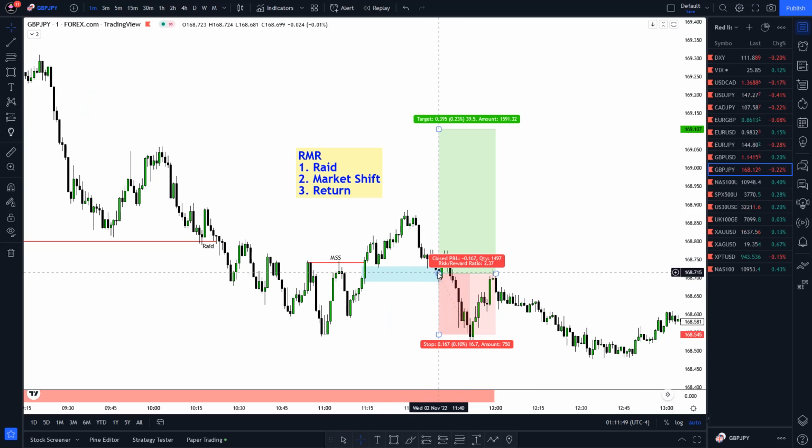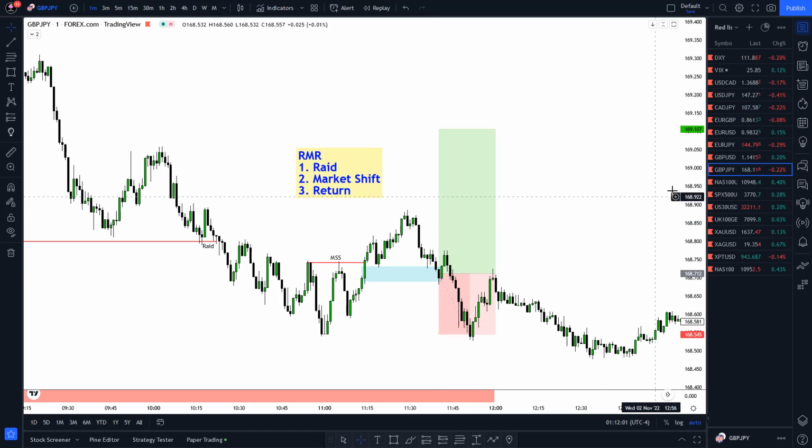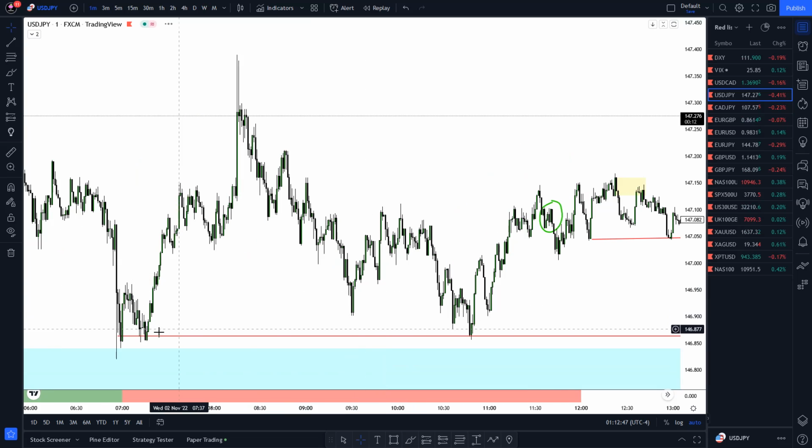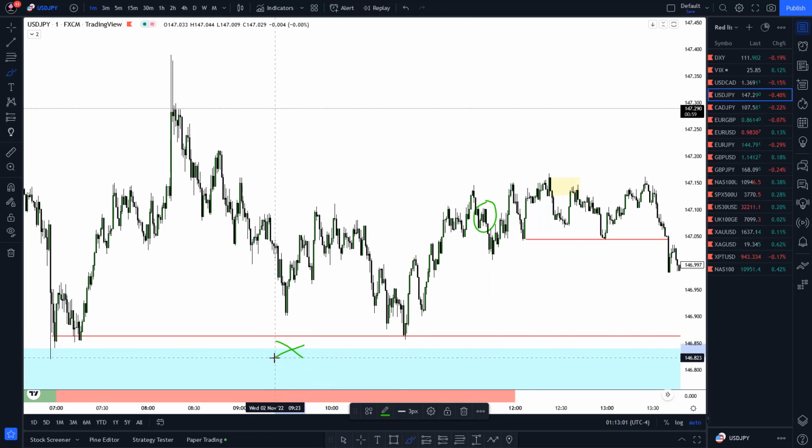So at the time of our entry at 1140, markets that are correlated with GJ are the other yen pairs, so EJ, UJ, CJ, etc. So we'll just go to the main ones. So we'll go to UJ, and at the time of our entry at 1140 over here, if I scroll back a little bit, we can see some relative equal lows resting under. Once again, lots of liquidity down here.